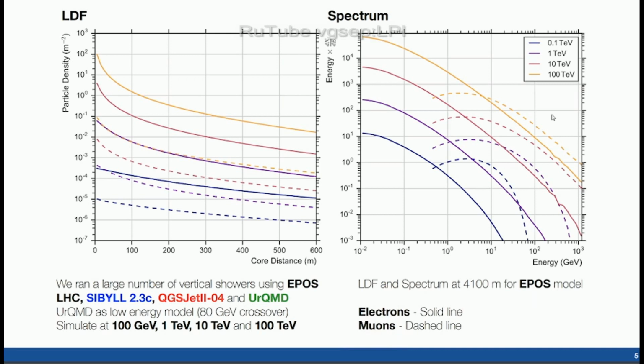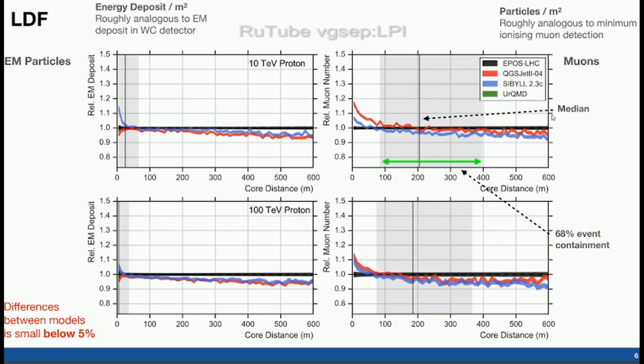So you see the LDF and the spectrum for EPOS here, but of course it's completely impossible to read much from this if I start layering 4 models on top of one another. So essentially what I'm going to do from now on is make these plots and divide everything through by the EPOS model. No particular reason for EPOS other than it kind of sits in between the other models, so it's more convenient for the plots.